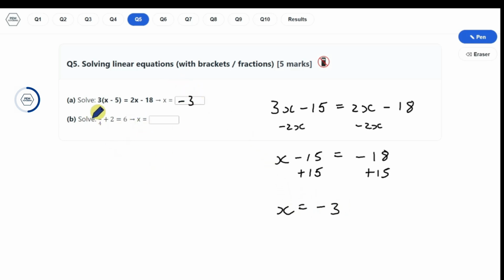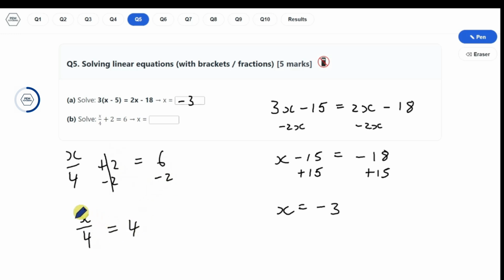So now if we want to solve this equation here, we have x over 4 plus 2 equals 6. So we want to get rid of this 2 here to get x on its own. So we subtract 2 from this side and this side. So we end up with x over 4 plus 0, so this became 0 here because 2 take away 2 is 0, equals 6 take away 2 is 4.